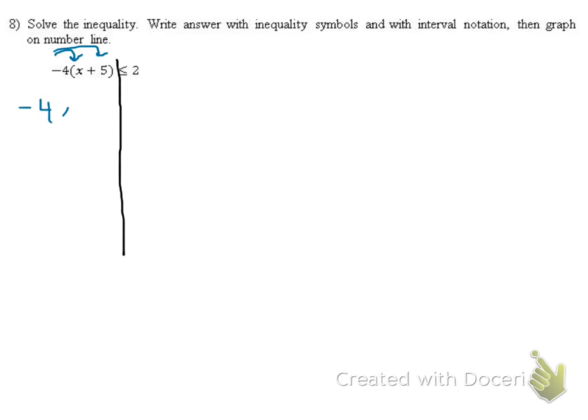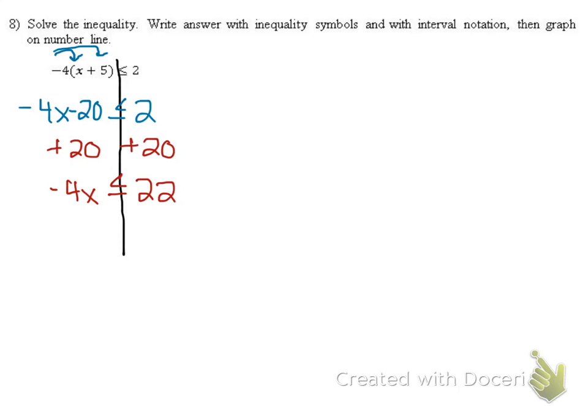That'll give me negative 4x minus 20 on the left hand side, and then we're still left with positive 2 on the right hand side. That hasn't changed yet. Next thing I want to do to isolate the x is add 20 to both sides. That gives me negative 4x on the left side and 22 on the right hand side.